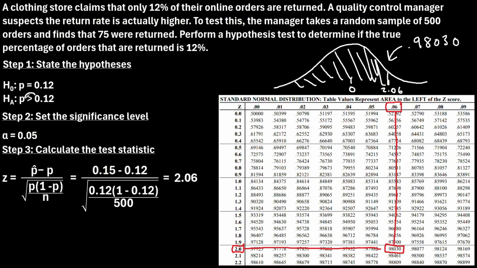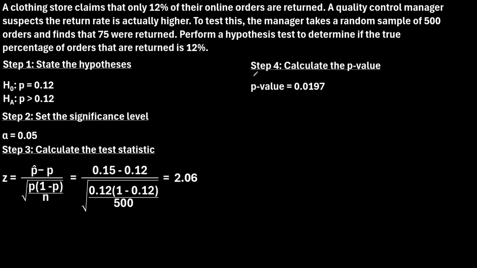Now recall, for this hypothesis test, our alternative hypothesis is that the proportion is greater than 0.12. So whenever you see a greater than symbol in your alternative hypothesis, that means when you look up the p-value, what you really want to find is this area that's greater than your z-test statistic. So to find this area, we need to do 1 minus 0.98030. And that comes out to 0.0197. So this is the p-value that corresponds to our z-test statistic. So let's go ahead and write that down. So step 4 of our hypothesis test was finding the p-value, which we just found is 0.0197.